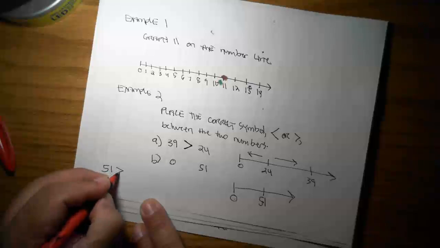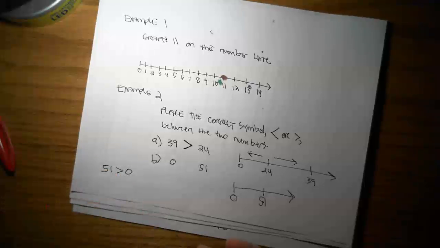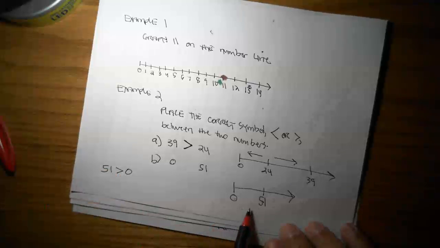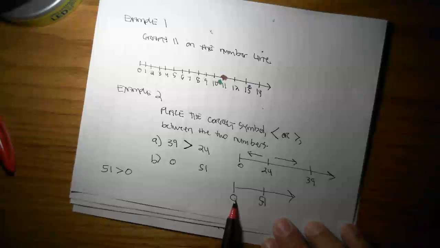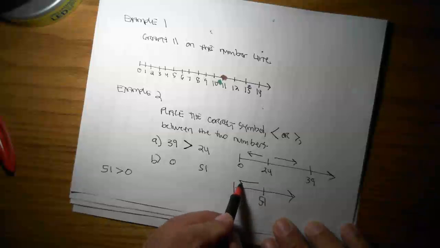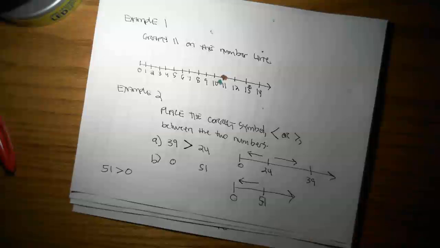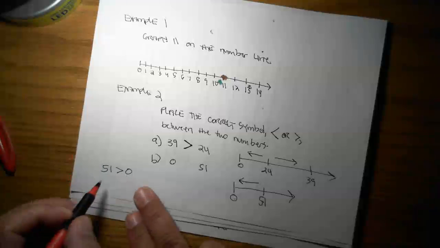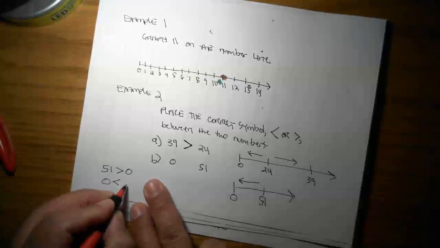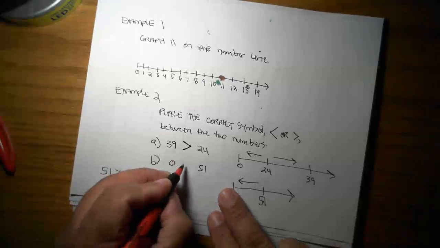Since we know that 51 is greater than 0, we also know that the opposite is true, because 0 is to the left of 51, right? And we know that anything that is to the left of a given number is less than that number, right? So here we did it this way. Now we're going to say 0 is less than 51, which is correct.